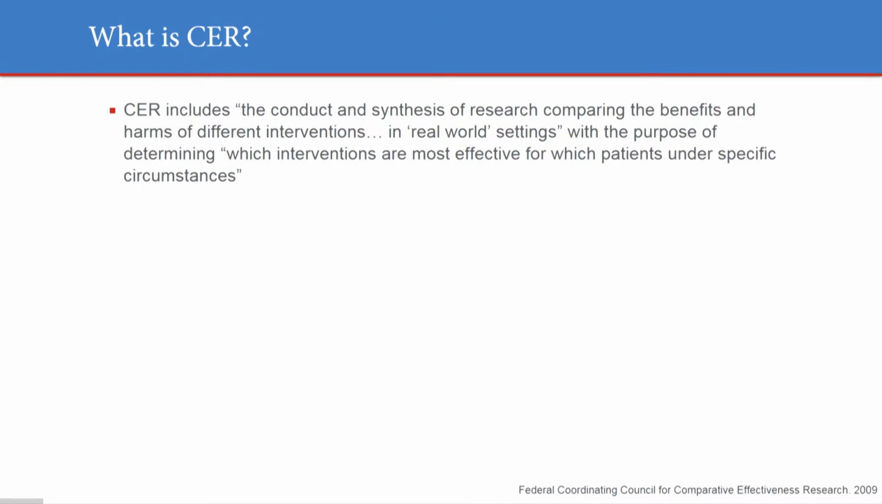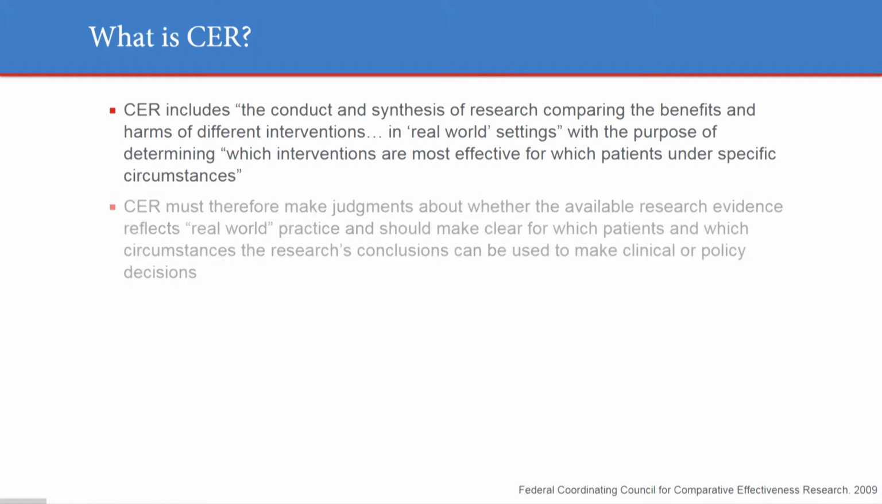The Federal Coordinating Council for Comparative Effectiveness Research has expanded on this definition. They comment that comparative effectiveness research includes the conduct and synthesis of research comparing the benefits and harms of different interventions in real-world settings, with the purpose of determining which interventions are most effective for which patients under which specific circumstances. Therefore, comparative effectiveness research must make judgments about whether the available research evidence reflects real-world practice, and should make clear for which patients and which circumstances the research conclusions can be used to make clinical or policy decisions.